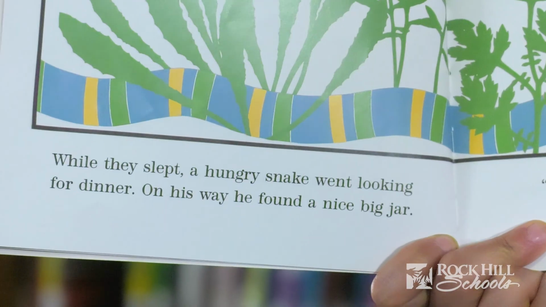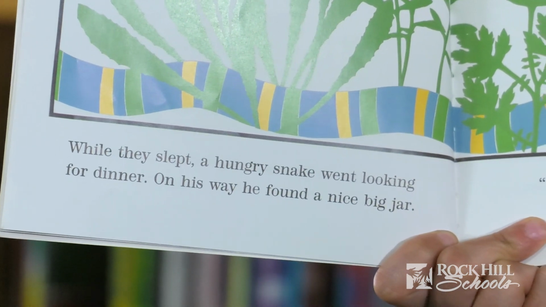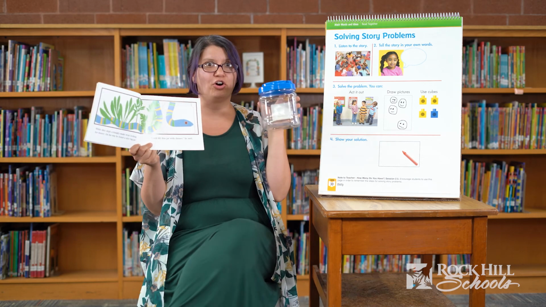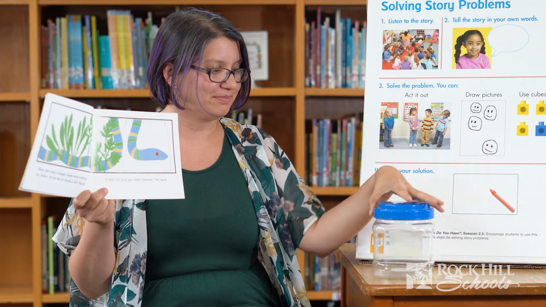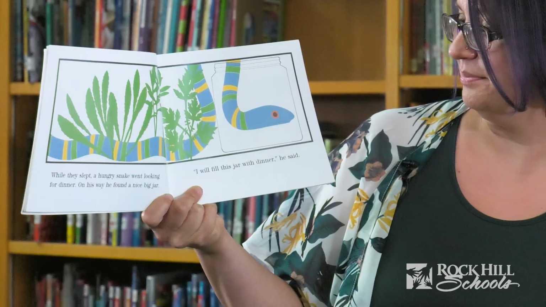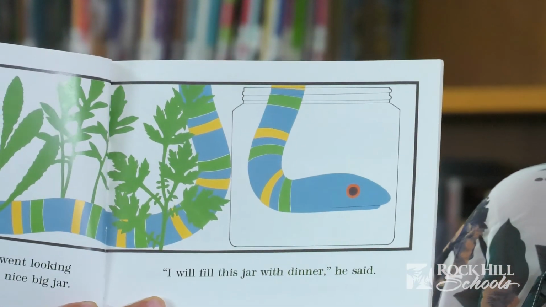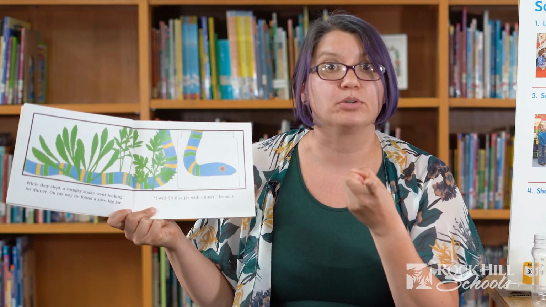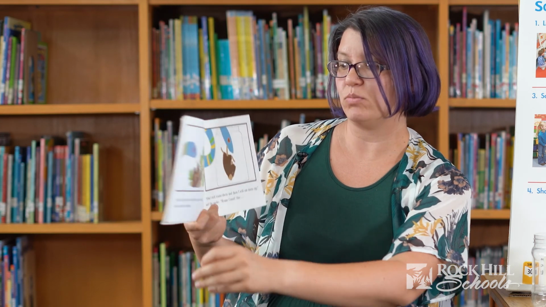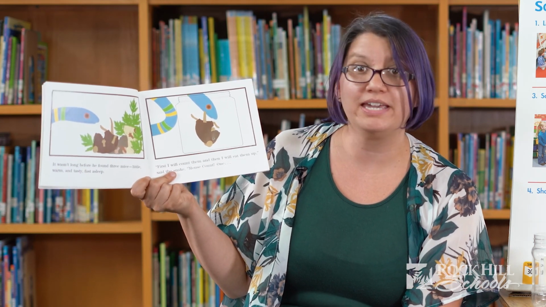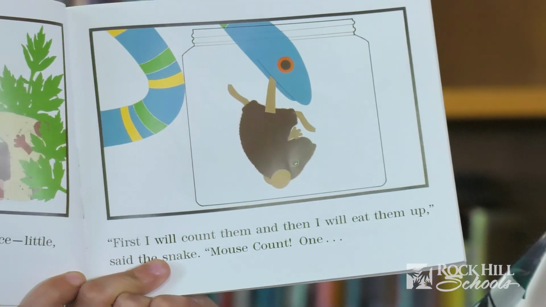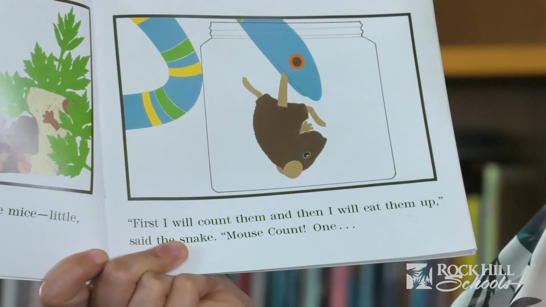While they slept, a hungry snake went looking for dinner. On his way, he found a nice, big jar. See my jar? Here's my jar. Kind of looks like his jar, doesn't it? Oh my goodness. I will fill this jar with dinner, he said. What kind of dinner, boys and girls? Yes, mice. Oh my gosh. It wasn't long before he found 3 mice, little, warm, and tasty, and fast asleep. First, I will count them, and then I will eat them up, said the snake.